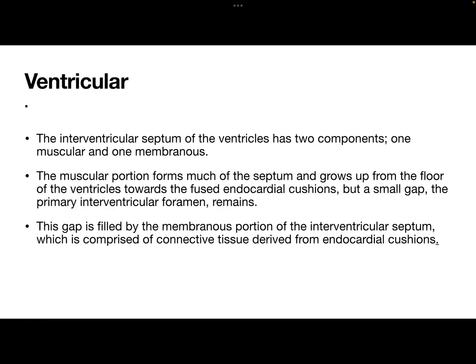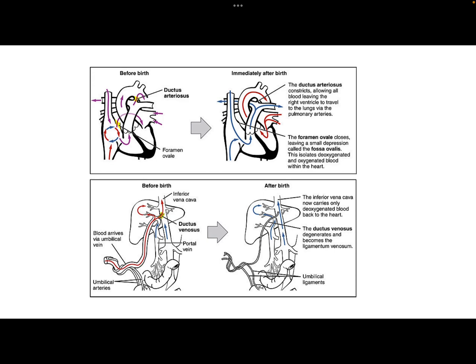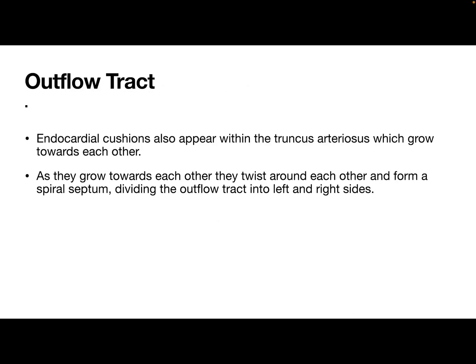Then there is the ventricular septum. The interventricular septum of the ventricle has 2 components, one muscular and one membranous. The muscular portion forms much of the septum and grows up from the floor of the ventricle towards the fused endocardial cushion, but a gap, the primary interventricular foramen, remains. This gap is closed by the membranous portion of the interventricular septum, which is comprised of connective tissue derived from the endocardial cushion. This is a heart demonstrated before birth and immediately after birth.